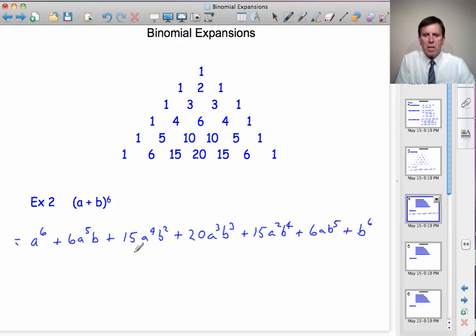So look at the symmetry there between a and b. You've got a to the 6 on this end, b to the 6 on this end. You've got 6a to the 5b, 6ab to the 5, and so on, working your way towards the middle.